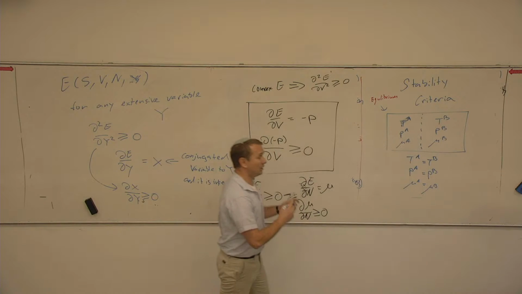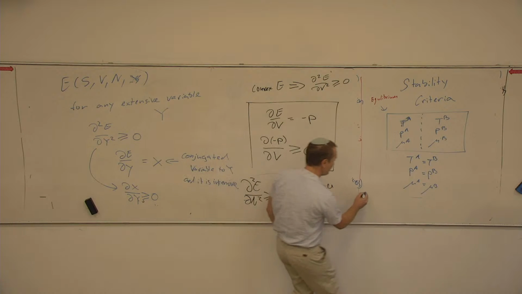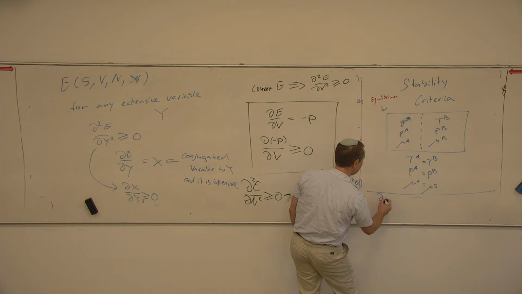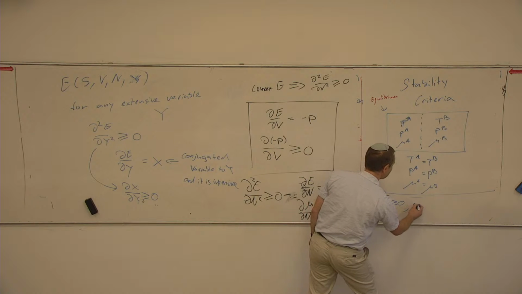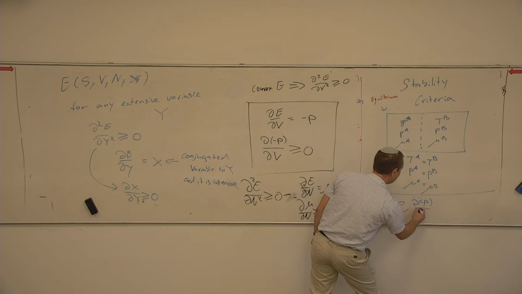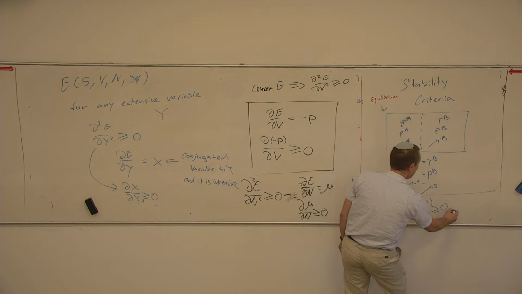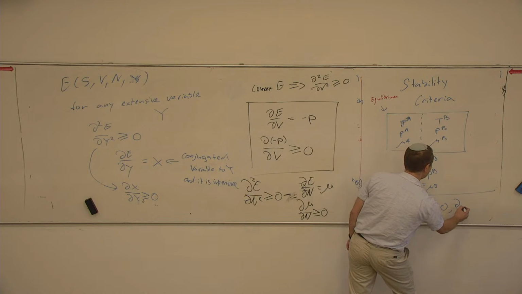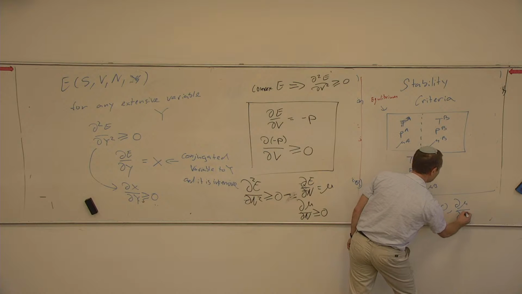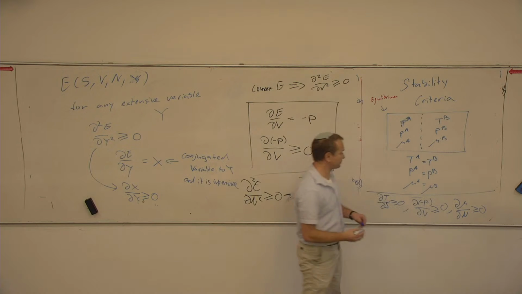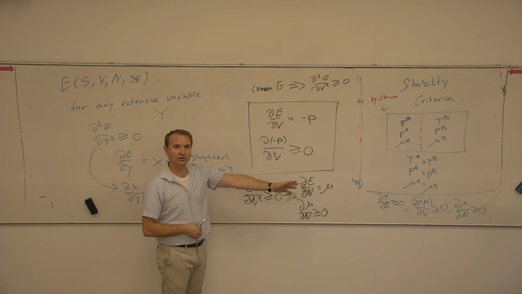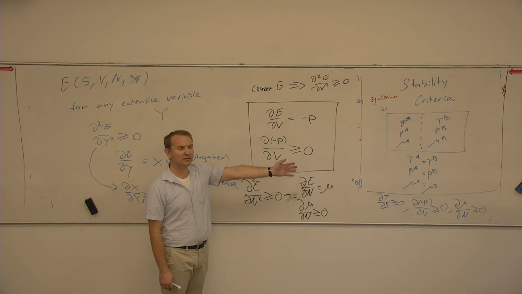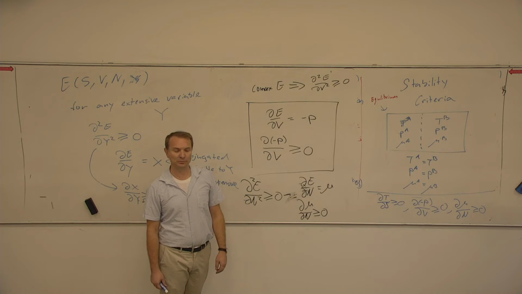Okay? But it's not enough. We also know that dT over dS is greater than 0. We know that d minus P over dV is greater than 0. And we know that d mu with respect to dN is greater than 0. Any system at equilibrium has to satisfy those criteria. If they are not satisfied, the system is out of equilibrium.